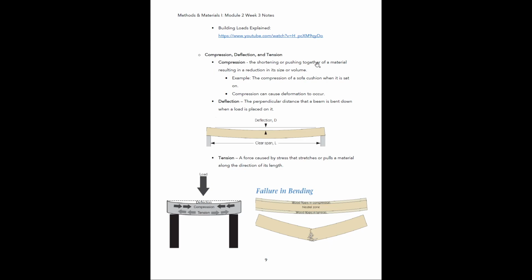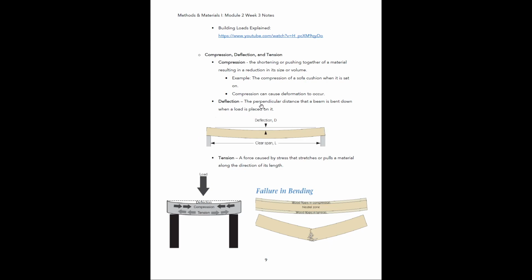Compression is a shortening or pushing together of a material, resulting in a reduction in its size or volume. For example, when you sit on a sofa cushion, you're compressing the fibers of that cushion together, and if you sit on it enough times, over time it's going to sag or lose its original shape. So you're compressing things together and altering their form or shape. Obviously, compression can cause deformation to occur.